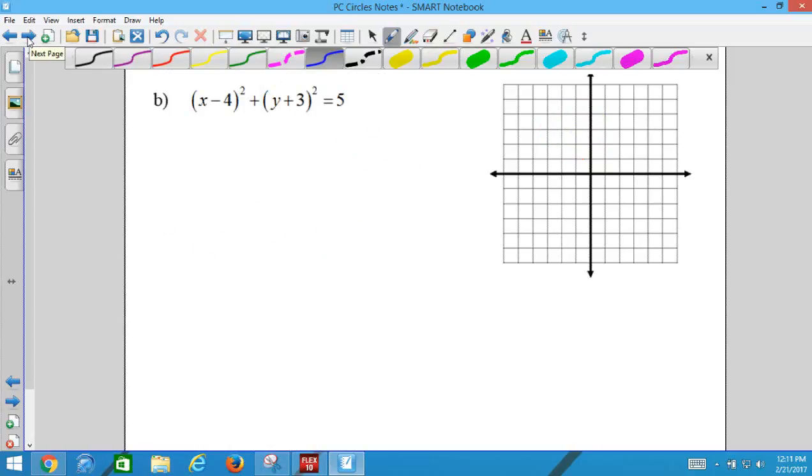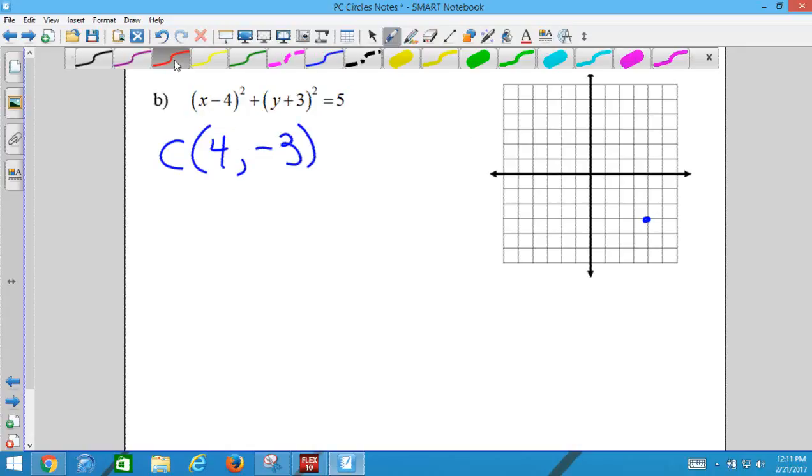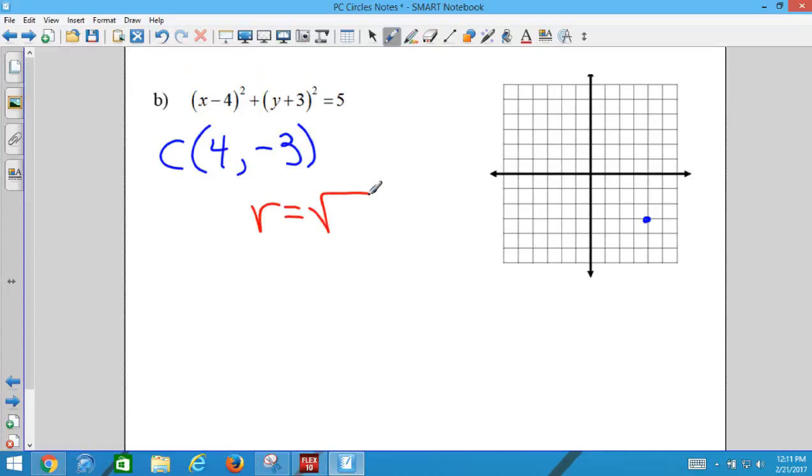All right, B. What is the center for B? Positive 4, negative 3. And our radius is square root of 5. So from this point, I need to go out square root of 5. I'm going to do that.